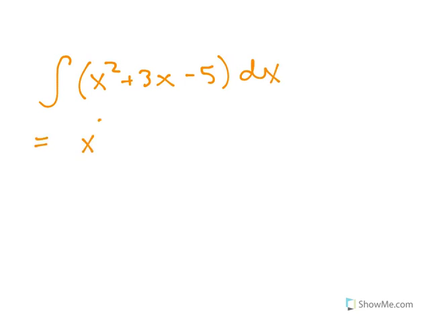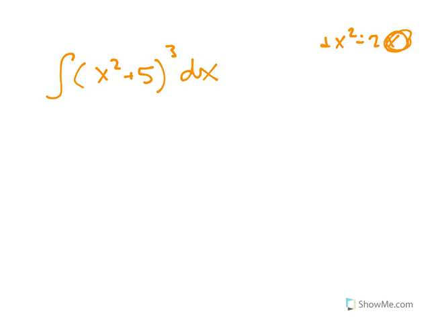On to 21. 21 says the integral of x squared plus 3x minus 5 dx. I can just think of each part separately. The answer to that is x to the 3rd with a 1/3 out front, plus x squared with a 3 over 2, minus 5x plus c.